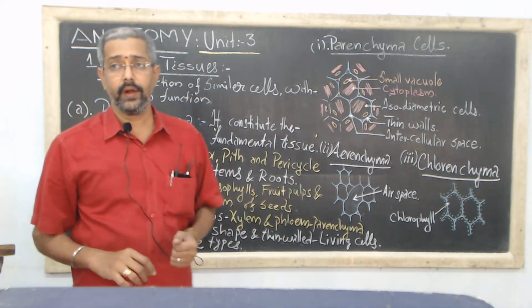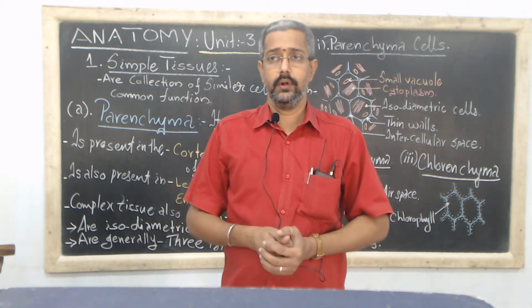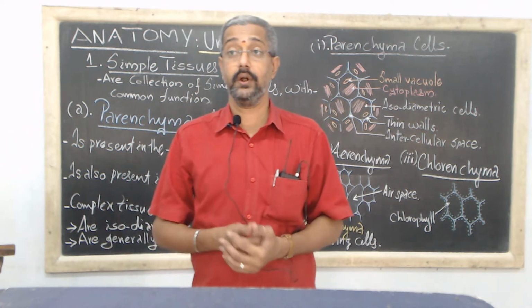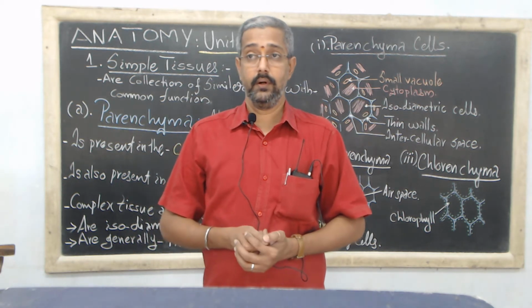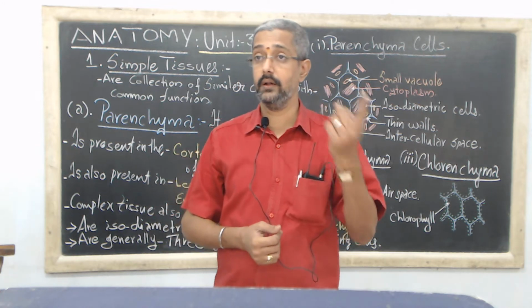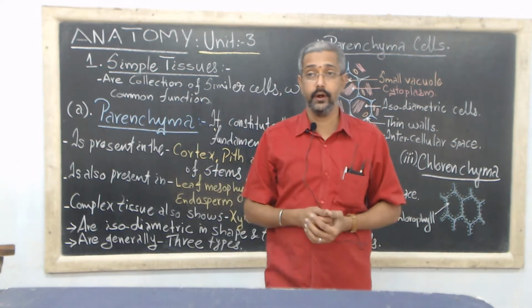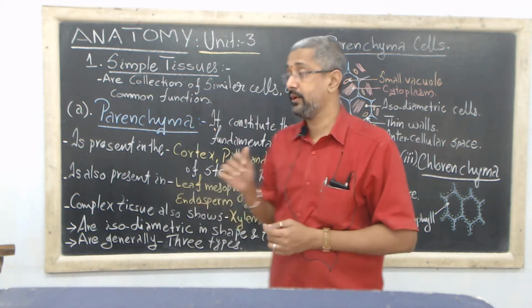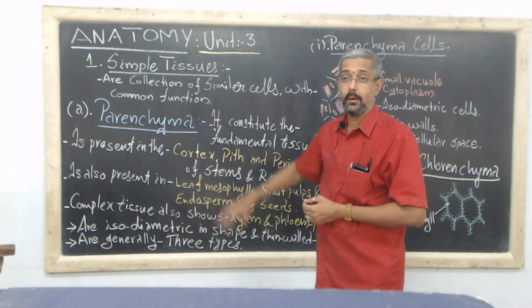In addition, a simple tissue such as parenchyma is also present in the second group of permanent tissue, that is, the complex tissue. Even in complex tissue we can see the presence of simple tissue such as parenchyma. And coming here, the first type of simple tissue is named parenchyma.